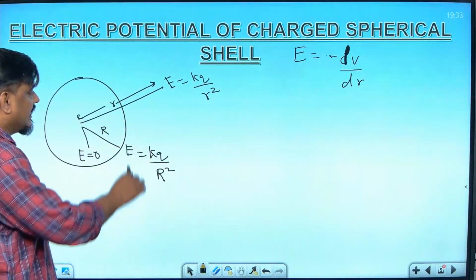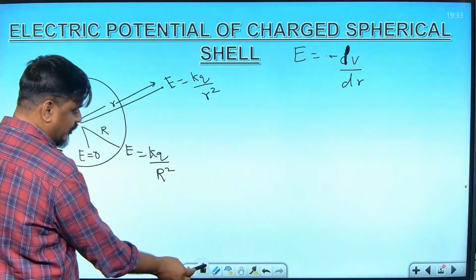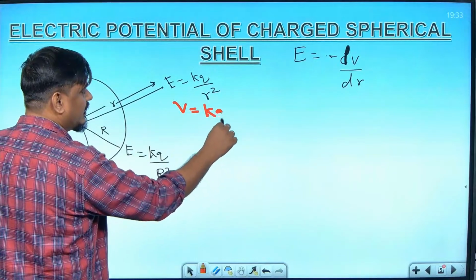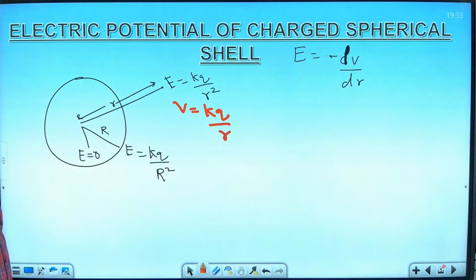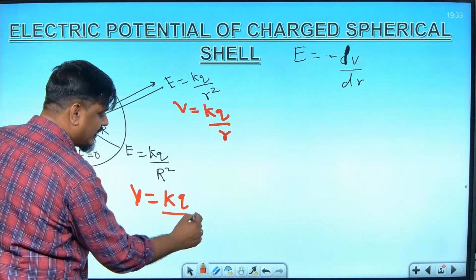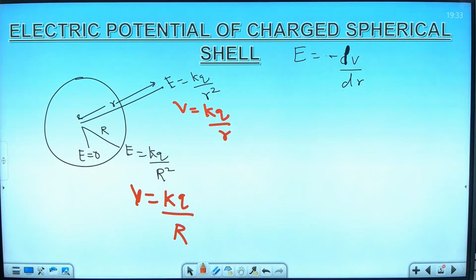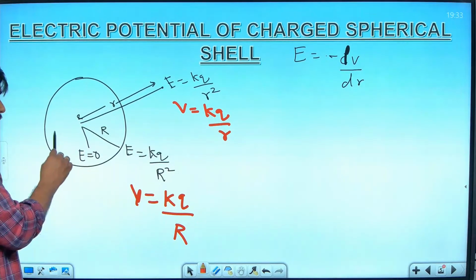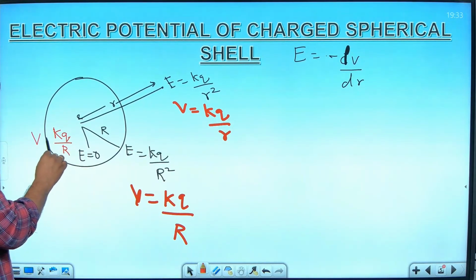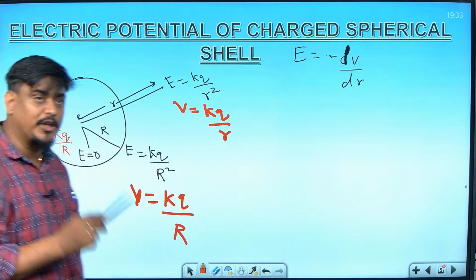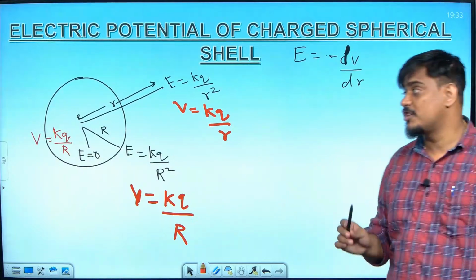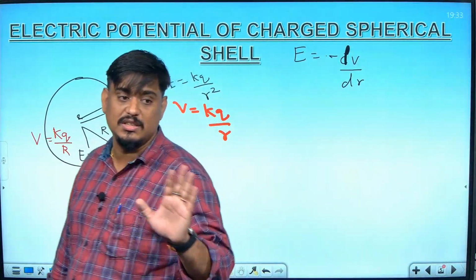It means that if I take this point and write its potential, the potential at this point is V equal to KQ by R. If I write the potential at this point, V will become equal to KQ by capital R. But if I write the potential inside, it will not be 0. It will also be equal to KQ by R. That is very important. Electric field inside a shell is 0, but electric potential inside the shell is not 0, it is non-zero.